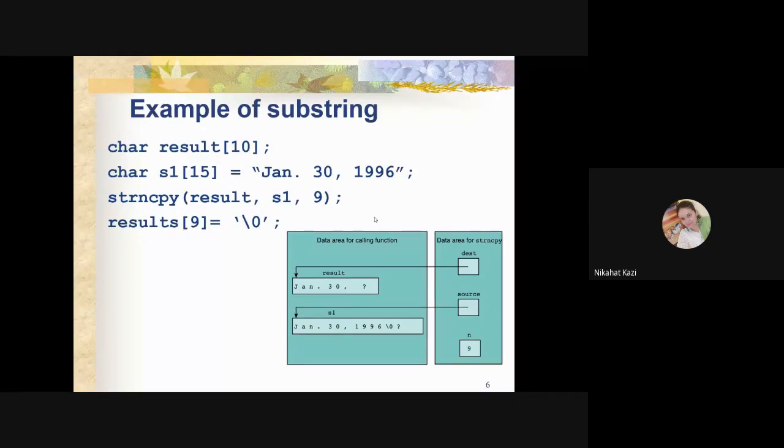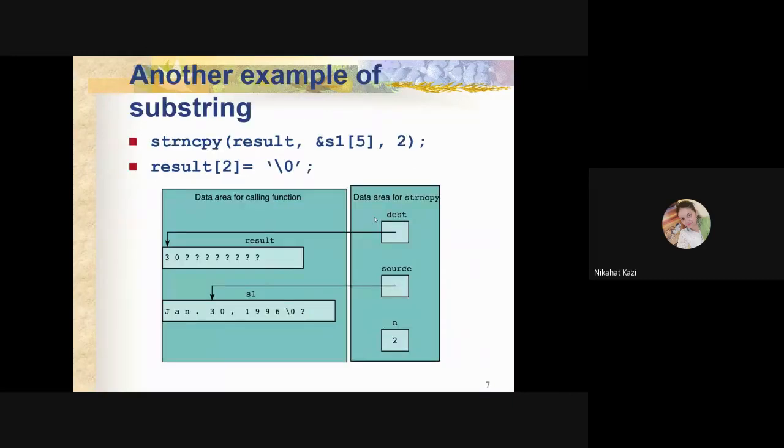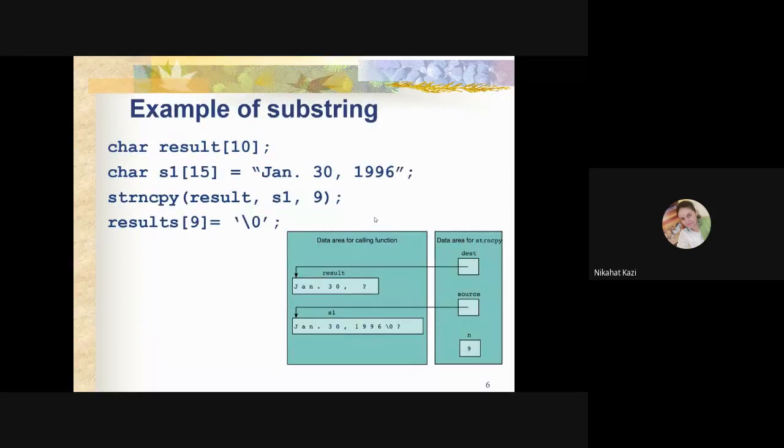This is simple. Now what if I want a substring only? From this entire date, Jan 30, 1996, I want only the date, 30. I want to copy only 30. I don't want to copy starting from Jan. I just want 30, or I just want the year 1996. Possible? I just want to copy the year from this date. I want to extract the year. What is that? It is a substring.